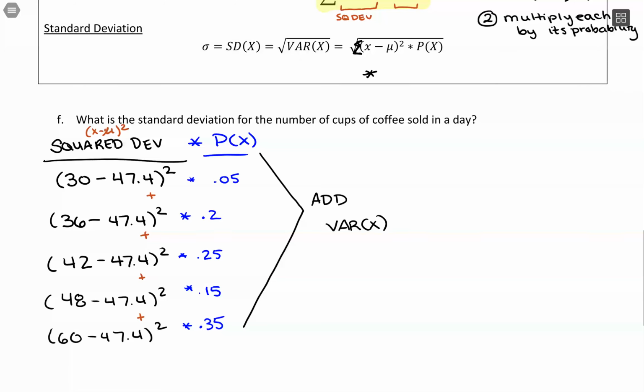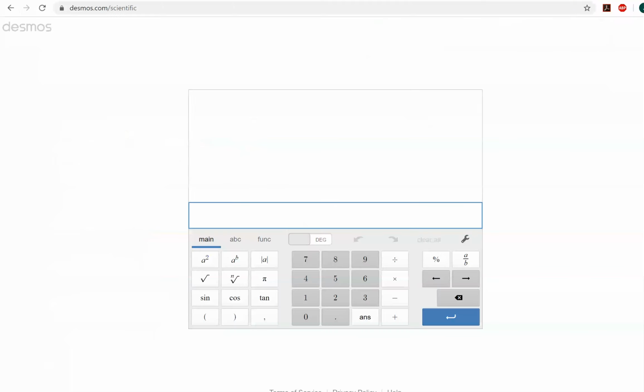Now this is the spot where we want to go to a calculator. So I have my calculator open here, and I'm just going to show you how to plug it in, because that's often the tricky part of this. We'll just write this long line of addition. We'll have our 30 minus 47.4 squared, and then times its probability, and then add it with the next piece. And I'm going to keep typing here.